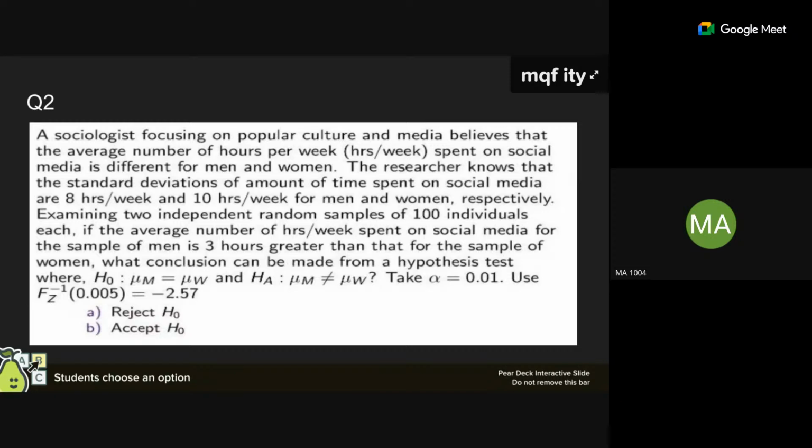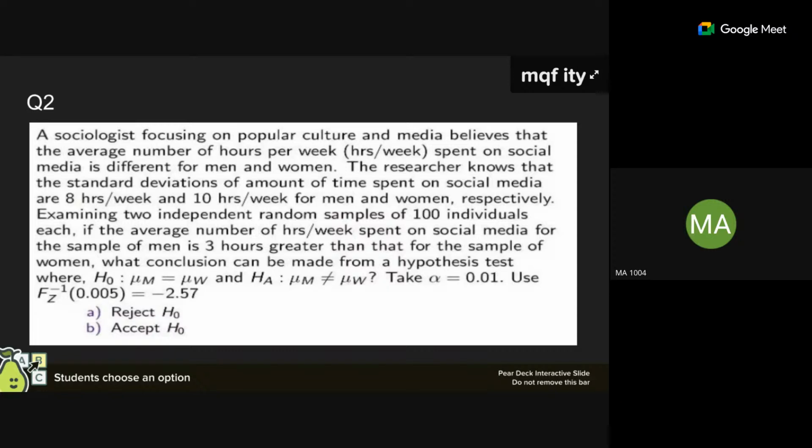If I say by men, then the standard deviation will be 8 and we will consider that it's normally distributed. Okay. So mean will be unknown to us and standard deviation is 8 for men. And there will be another random variable which will denote the time spent on social media by women, and that will be normally distributed with some mean, let's say mu 2, and standard deviation 10 hours. Okay, 10 hours per week.